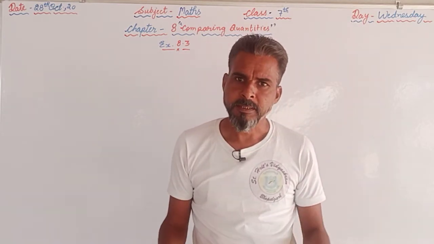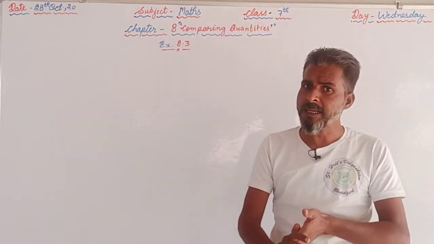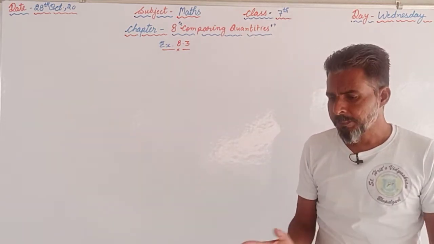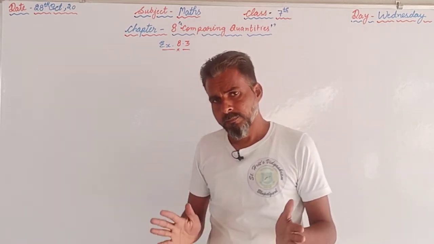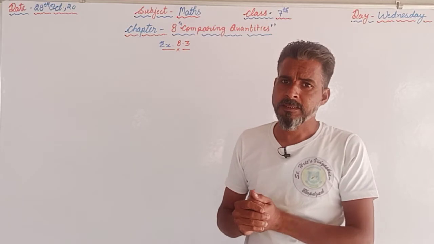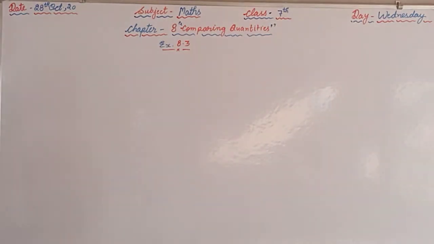This video is for class 7th and the subject is maths, and we are continuing the same chapter, that is chapter number 8, and the name of the chapter is comparing quantities. And now as you all know, we are proceeding with exercise 8.3, and in exercise 8.3 we have discussed the questions up to question number 6. So today we will start with question number 7.